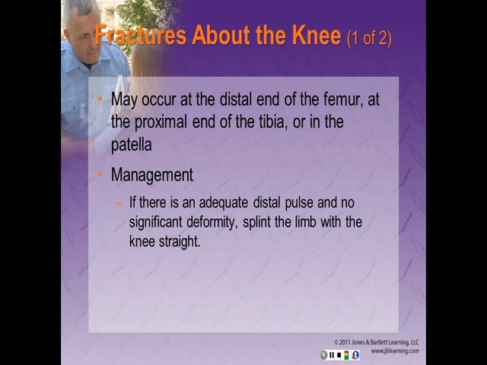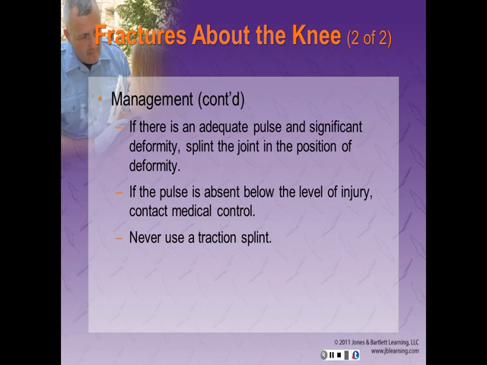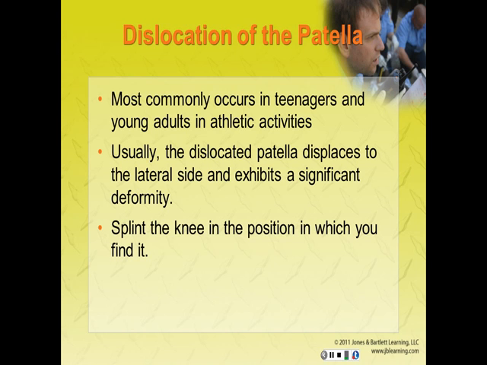If there is an adequate distal pulse and no significant deformity, splint the limb with the knee straight. If there is an adequate pulse and significant deformity, splint the joint in the position of the deformity. If the pulse is absent below the level of injury, suspect possible vascular and nerve damage and contact medical control. And never use a traction splint if you suspect that the patient has a fractured knee.